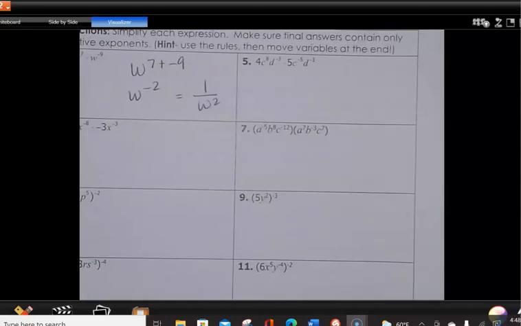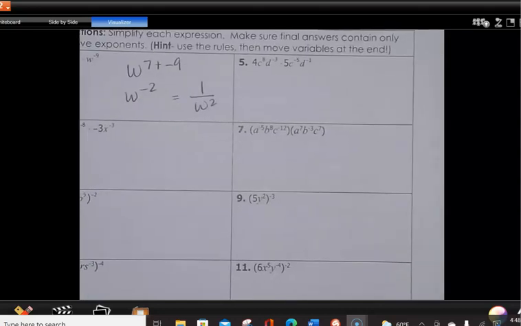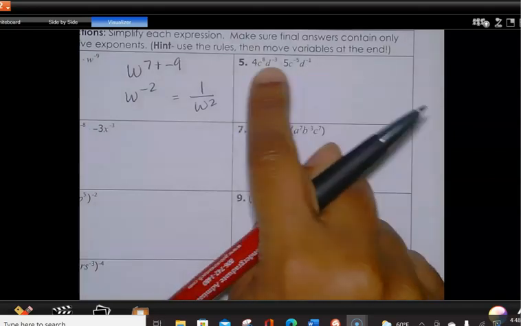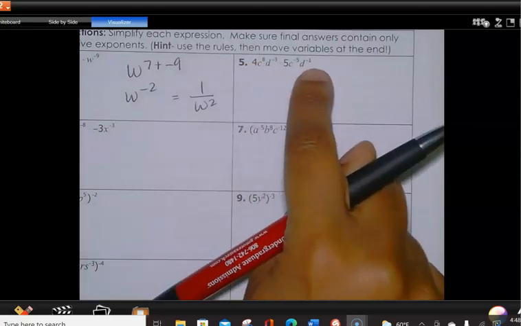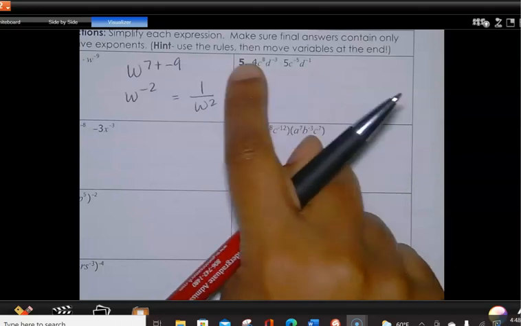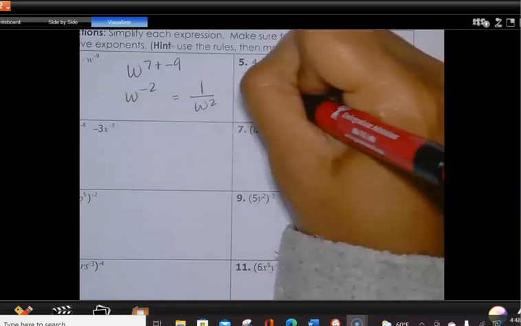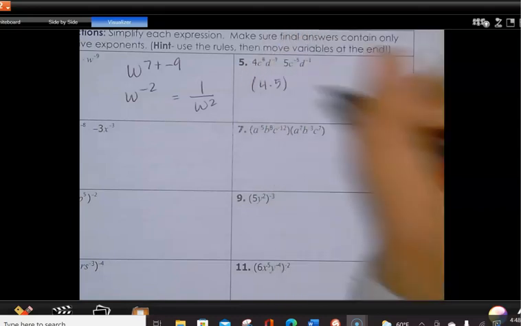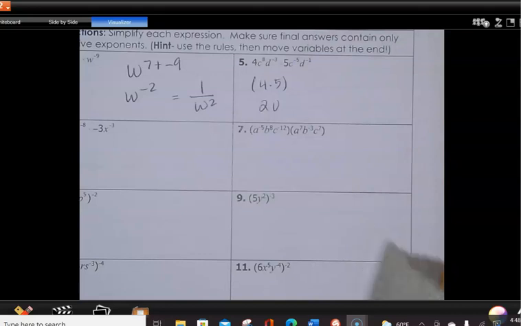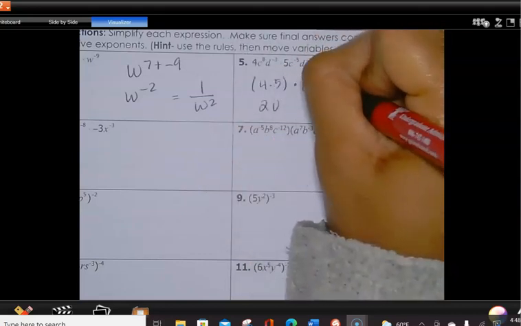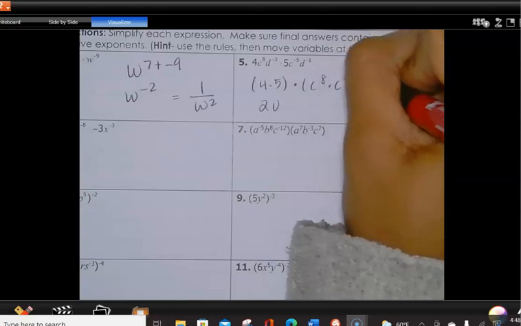All right, so for number 5, I can't stress enough that when you simplify these expressions, just group everything that's alike together. So in my mind, I'm multiplying all these things here. They're all sitting next to each other. They're all kind of married, but I still have to simplify the whole thing. So 4 times 5 is 20. That's going to be my number part. But then when I group my c's together, I'm multiplying c to the 8th times c to the negative 5.